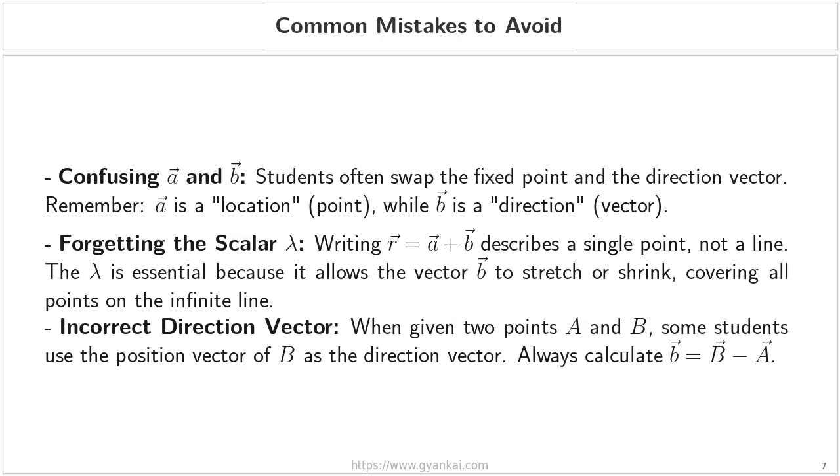Finally, watch out when you are given 2 points, A and B. Some students mistakenly use the position vector of point B as the direction vector. Remember what we practiced in our worked examples. The direction vector, b, is the displacement between the points. You must always calculate b by subtracting the position vector of A from the position vector of B. Keep these tips in mind, and you'll be well on your way to mastering vector equations.